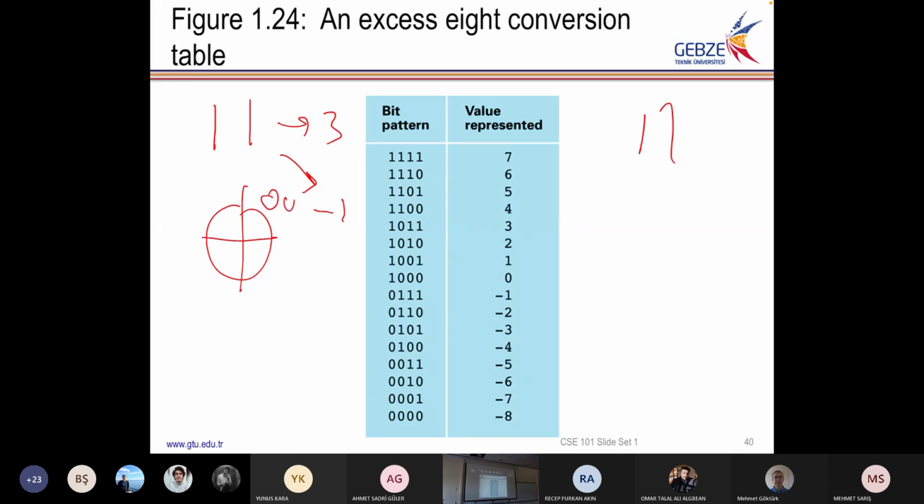So here we have 0, 0, 0, 1. It's okay, I think it's going to come.